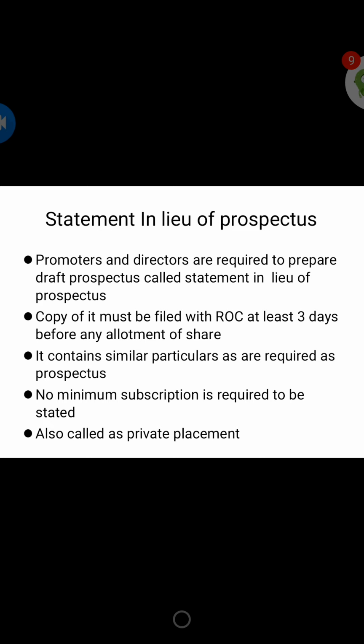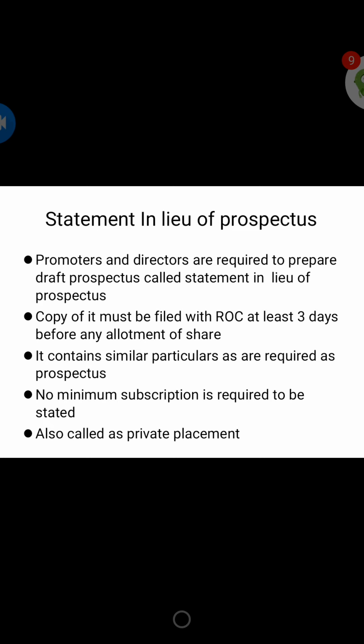then the promoters and the directors need not prepare any prospectus. They are not going to invite the public for subscription, so they are not going to issue the prospectus, because the prospectus itself is the invitation. So there is no need of having a prospectus here. In such a case, in the place of the prospectus, they file a statement called a statement in lieu of prospectus with the registrar.